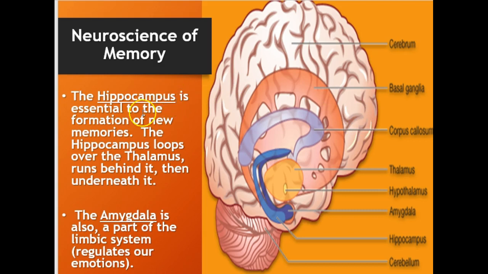The hippocampus is essential to the formation of new memories. The hippocampus goes around the thalamus. This is the thalamus, and the hippocampus goes underneath it, running behind and underneath it, and this aids in the formation of new memories. The amygdala, the dark blue or purple structure, is also a part of the limbic system that aids in memories, and it also helps regulate our emotions.